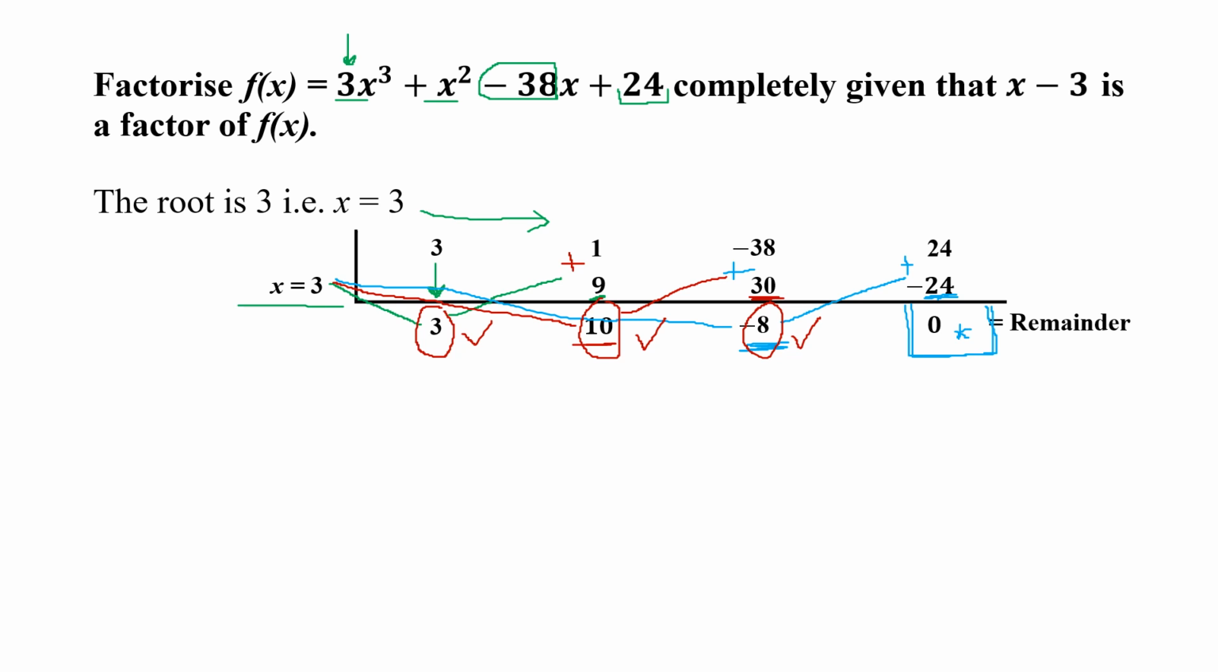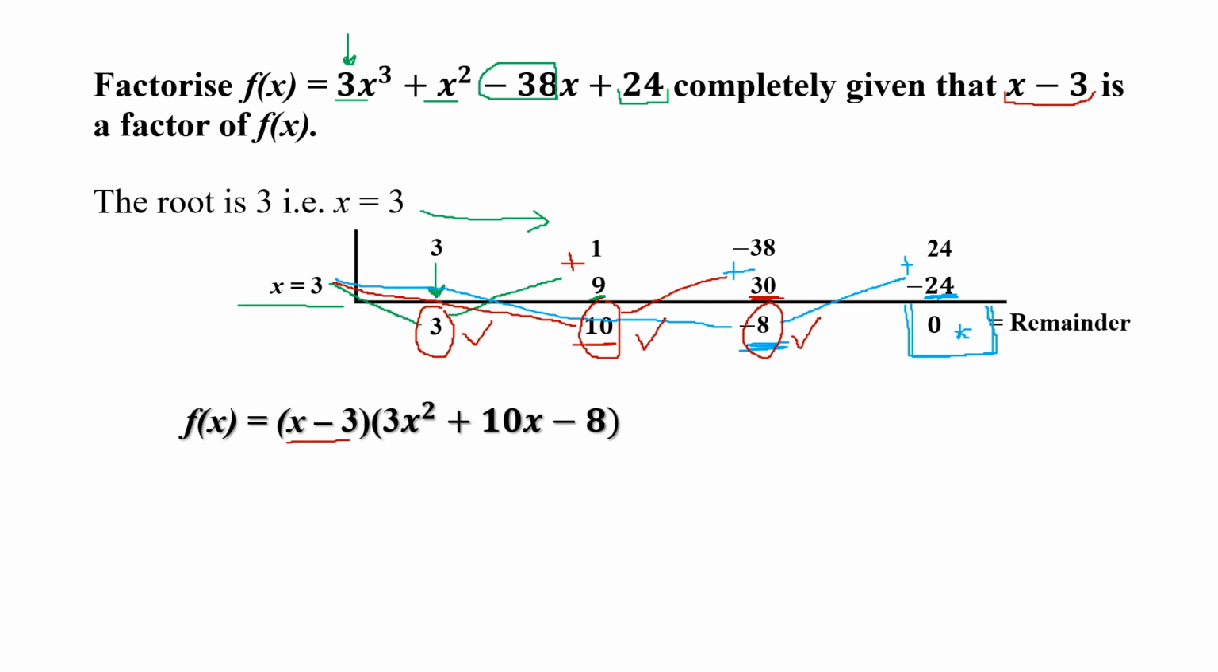So we can now express our f of x as a product of this factor, the original factor that we were given in the question, and this quadratic factor. This 3 is the coefficient of x squared, this 10 is the coefficient of x, this minus 8 is the coefficient of x to the 0.